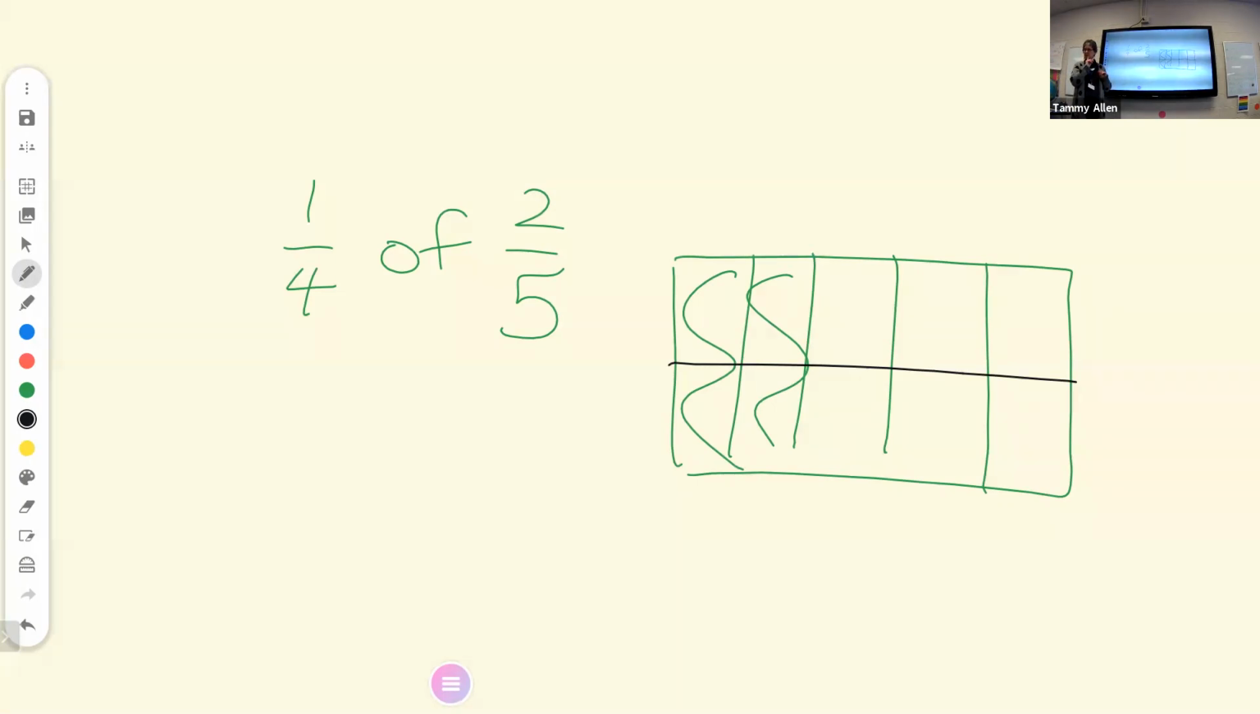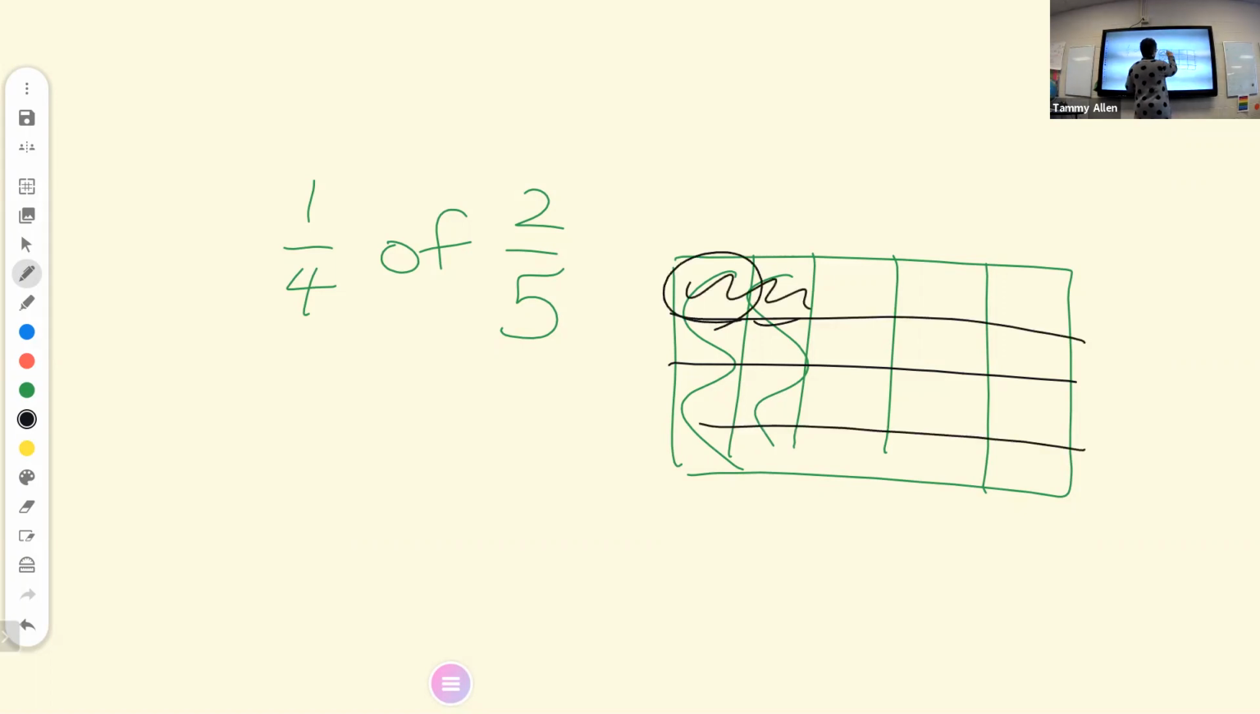Draw 4. If I draw 4, that would give us 5ths. 3. Okay. What fraction of the whole thing are we talking about then? 2/20. Okay. Does that make sense?